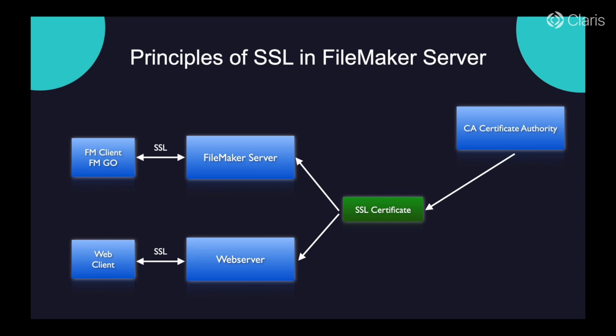So the principle is that you purchase an SSL certificate from a certificate authority. When we install it, it gets installed for the FileMaker Server, the database engine, and then it gets installed for the web server as well, so that we can have encrypted SSL connections to both the native clients and the web clients.